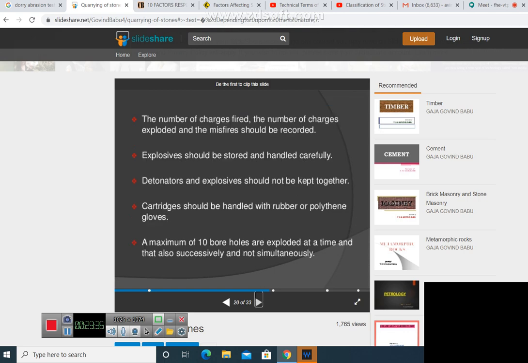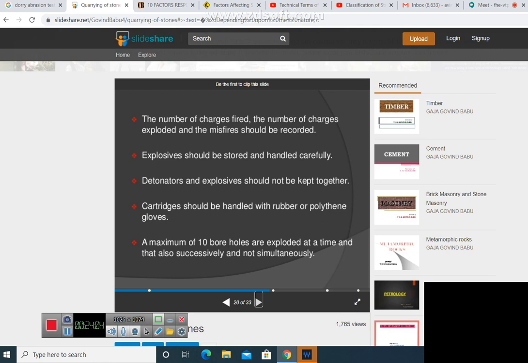The number of charges fired, the number of charges exploded and the misfires should be recorded. In some cases you have fired 20 charges and only 18 have exploded. There is a chance that the other 2 may still explode, so you should wait for a certain period of time to make sure whether it is a misfire, and if there is any misfire it should be recorded.